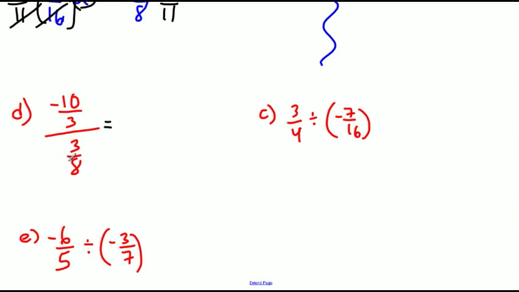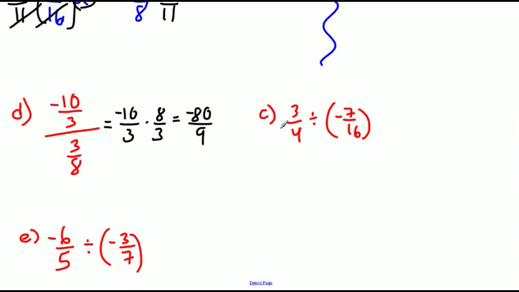So this guy right here, I'm just going to straight do the rule. Negative 10/3 times 8 over 3. Right? So 3 and 8, none of those numbers go into each other. 3 and negative 10, they don't go into each other. So really we can just multiply straight across. So negative 80 over 9.